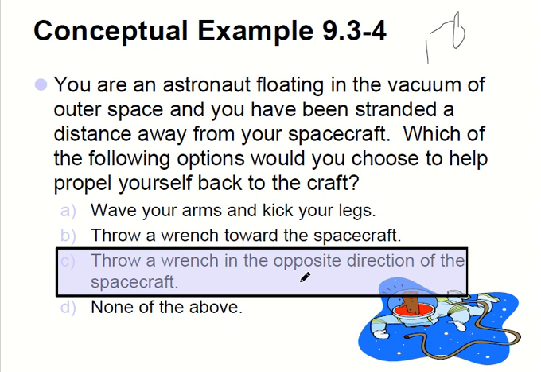Now you throw the wrench in the opposite direction of the spacecraft, and that is correct, because by conservation of momentum, you're going to move in the opposite direction of the wrench, which means toward the spacecraft. The wrench will go opposite, and you will go to the spacecraft.